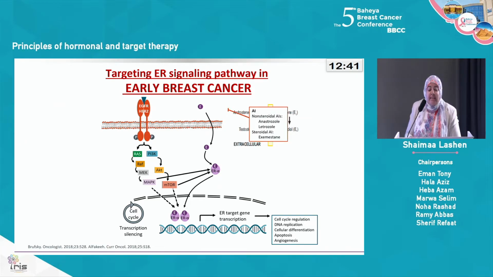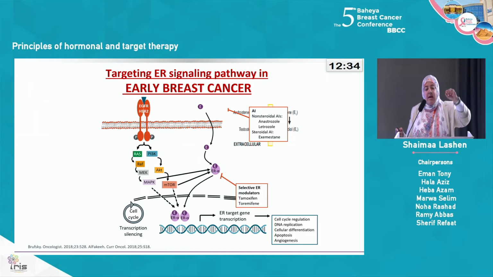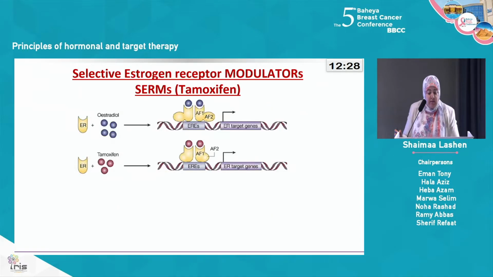طيب, how can I target the estrogen receptor pathway? الحقيقة in early breast cancer we have 2 ways to target. Either target the receptor أو target the ligand اللي بيمسك في الريسبتور. Okay? To target the receptor هي عندنا the very old friend tamoxifen.